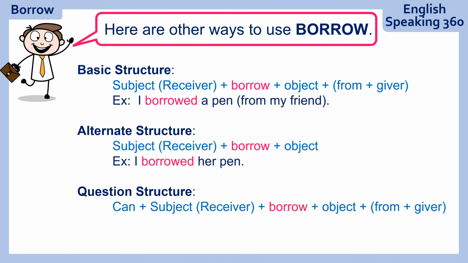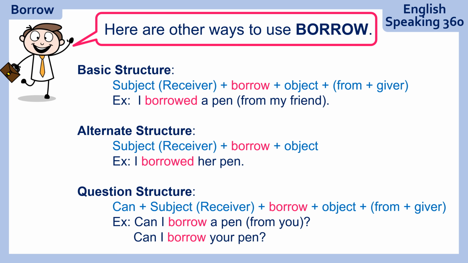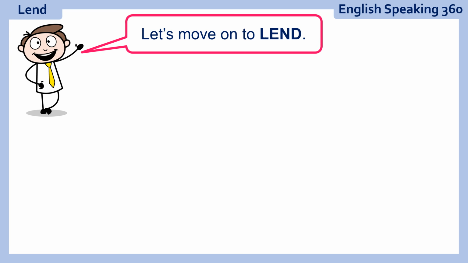So when you want to ask a question, you should ask, can I borrow a pen? Which is good. Or can I borrow a pen from you? Good also. Can I borrow your pen? So this one is the same as the alternate structure because you're using your pen. So you don't need to say, can I borrow your pen from you? From you is not necessary. You actually shouldn't put it there because you're using your pen.